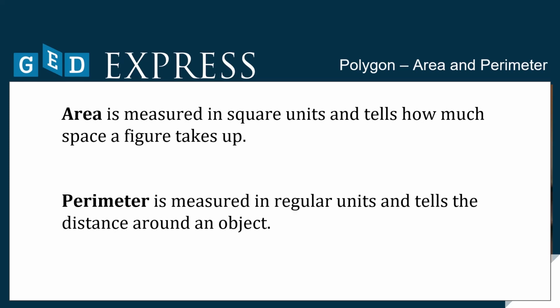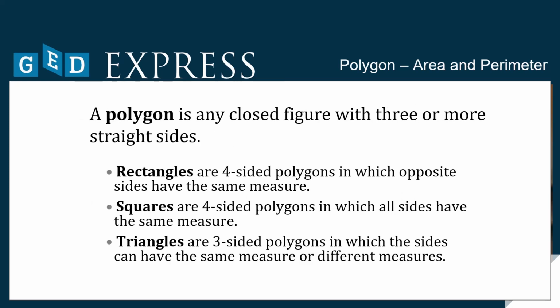As you work on area and perimeter, it is very important to know and understand the properties of the different polygons. By the way, what is a polygon? A polygon is any closed figure with three or more straight sides. Common polygons are rectangles, squares, and triangles.